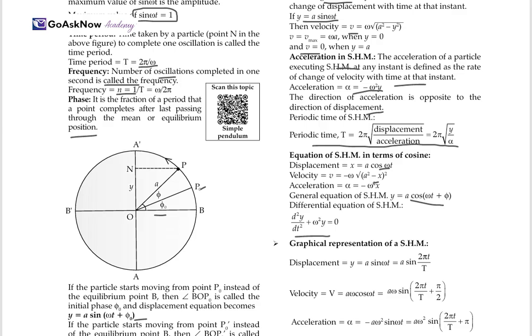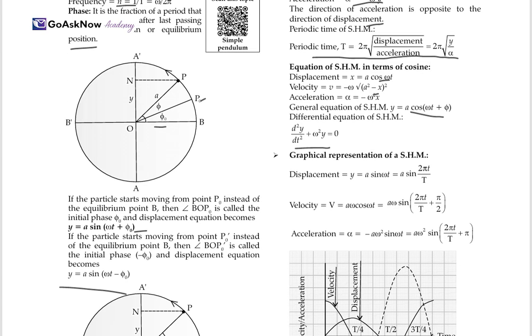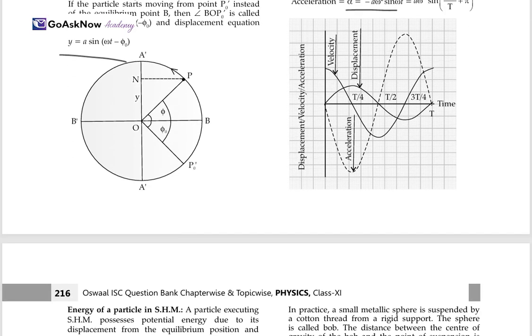Now, the graphical representation of SHM. We have studied SHM in terms of cosine. Now let's study it with the graphical representation. The displacement is y = A sin ωt. We substitute the value of ω and we get this equation. This is the displacement equation. Now the velocity will be Aω sin(2πt/T + π/2), and acceleration will be Aω² sin(2πt/T + π). This is the graphical representation of SHM.